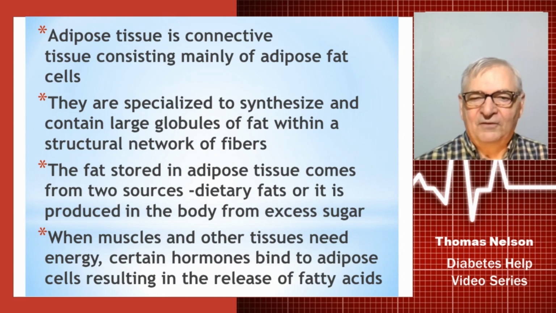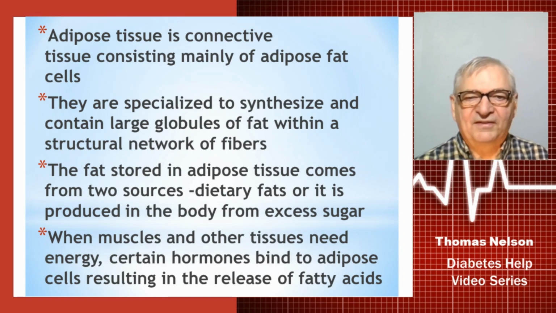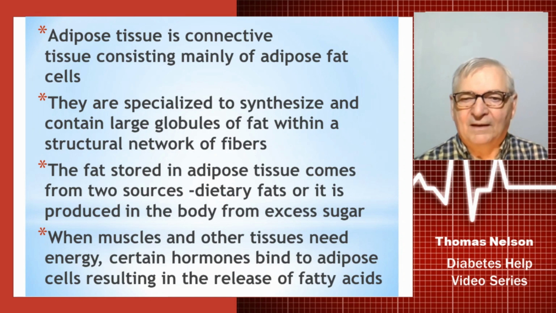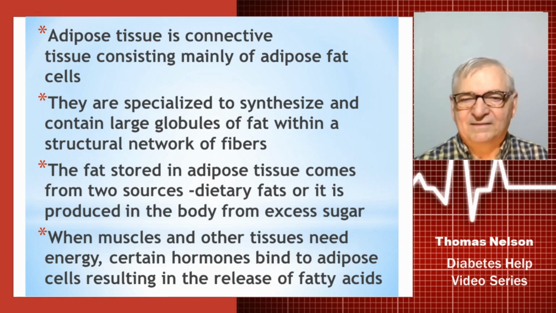You remember in the video lesson on cellular basics how their cells are tied together with an extracellular matrix, a fibrous substance. That is what forms these adipose tissues out of these adipose individual fat cells. So they're specialized to synthesize and to contain large globules of fat within a structural network of fibers. So the fat stored in your adipose tissue comes from two sources: dietary fats, which is from the meats that you eat, or it's produced in your body from excess glucose, excess sugar, from eating too many carbs or too much food or too much fruit.